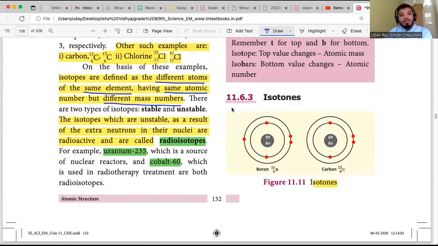Now isotopes can be of two kinds, stable and unstable. There are some unstable isotopes which are known as radioactive. They disintegrate naturally because they have extra neutrons. Because of the extra neutrons, those are known as radioisotopes. You should know a couple of examples: uranium 235, this is the mass number, and cobalt 60, this is also the mass number of cobalt. So these are two examples of radioisotopes. These are your unstable isotopes.